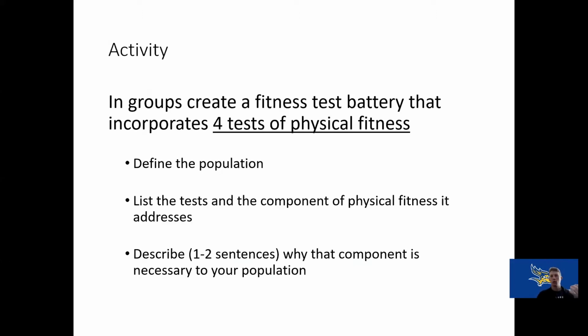Okay, so now I have a general activity for you if you want to participate. No, we can't get into groups, but try to create a fitness battery. Use some of these tests from before that we talked about in labs, that we talked about today and in our part 1 lecture. Create a population, look at a population. Maybe it's older adults, maybe it's younger adults, middle-aged adults. Keep it to adults. We'll work with youth in our next lecture. List some components of physical fitness you want to address, describe why that component is necessary for that population, and how you're going to measure it.